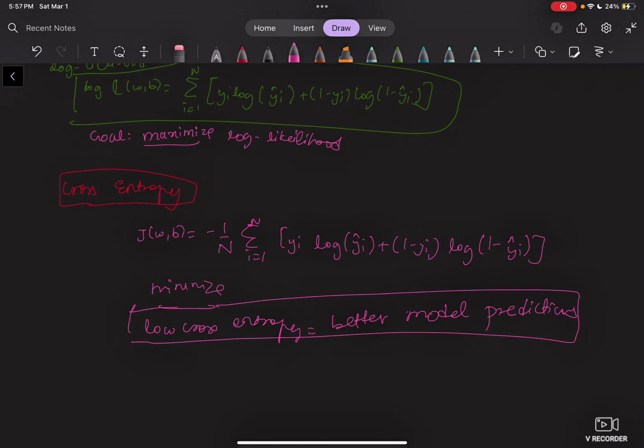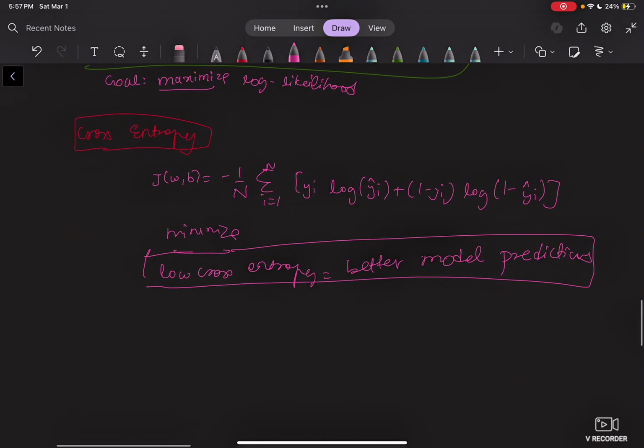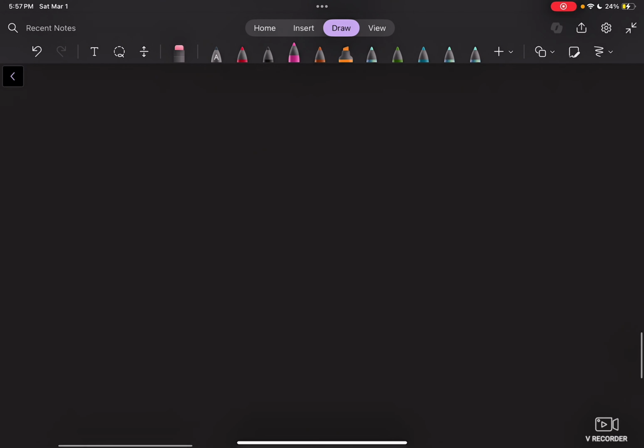And this is the formula. The goal is to really just minimize cross-entropy. So the optimization method is through gradient descent, and we're coming back to this. And the perspective is just how much error is in my model's prediction. So let me actually write this down, okay?